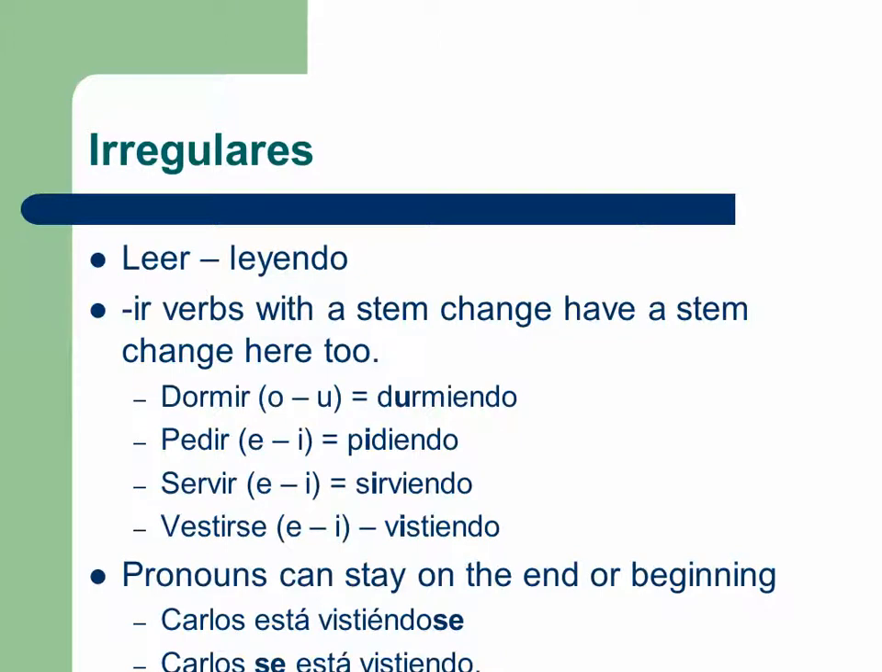Alright, so there's a couple of irregulars. There's not very many. Leer, it has a Y in it because otherwise it would just be L-E-E-N-D-O, which is kind of hard to pronounce. So it's leyendo.